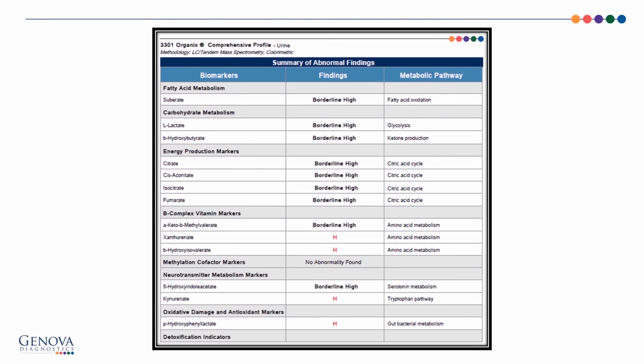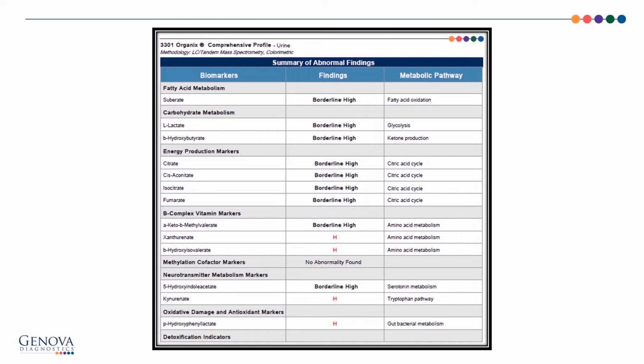This is the first page of the Organix Comprehensive, which provides a summary of the results. Keep in mind, borderline findings are within the reference ranges technically, but depending on the patient's clinical history, they may be pertinent. For example, we're seeing a lot of borderline highs here for the energy production markers, which signify that she might have trouble making energy.